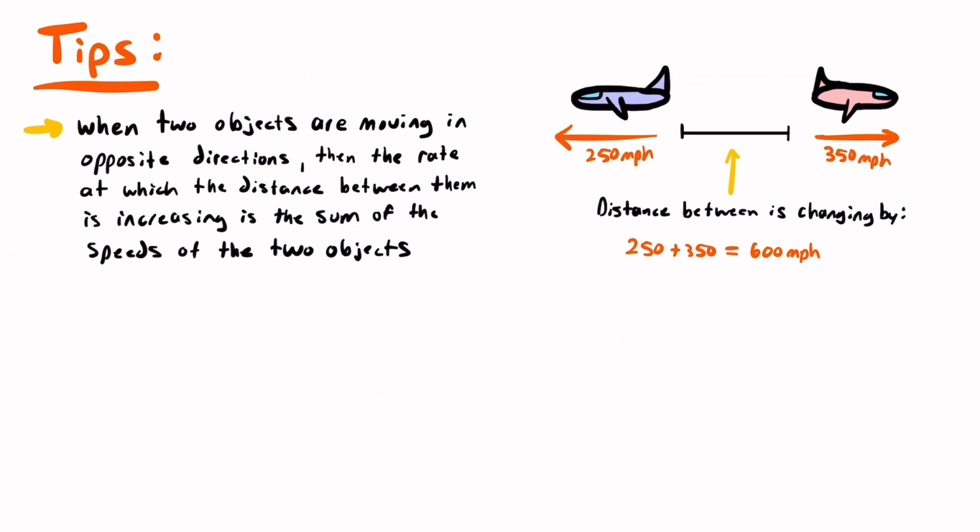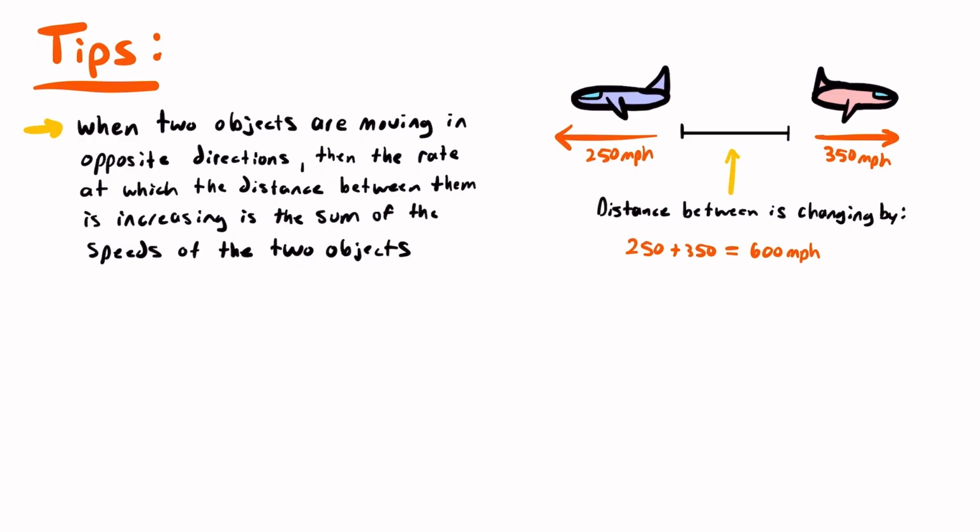Here are some tips for solving uniform motion problems that involve two objects in motion. The first tip is that when two objects are moving in opposite directions, then the rate at which the distance between them is increasing is the sum of the speeds of the two objects.